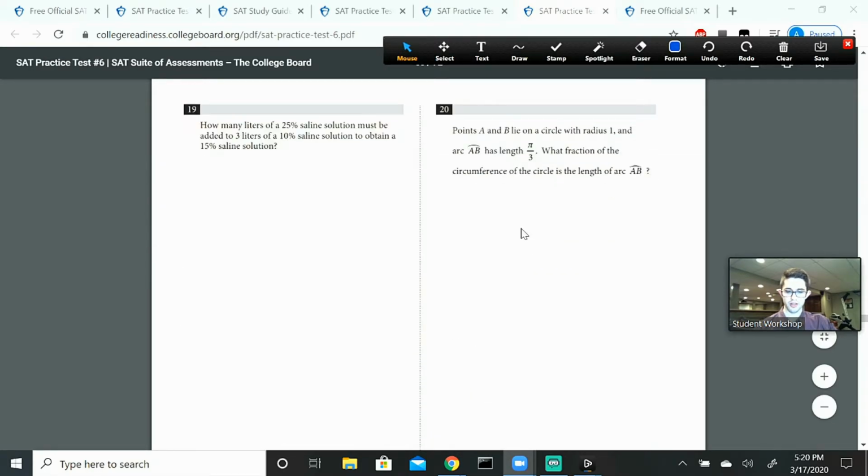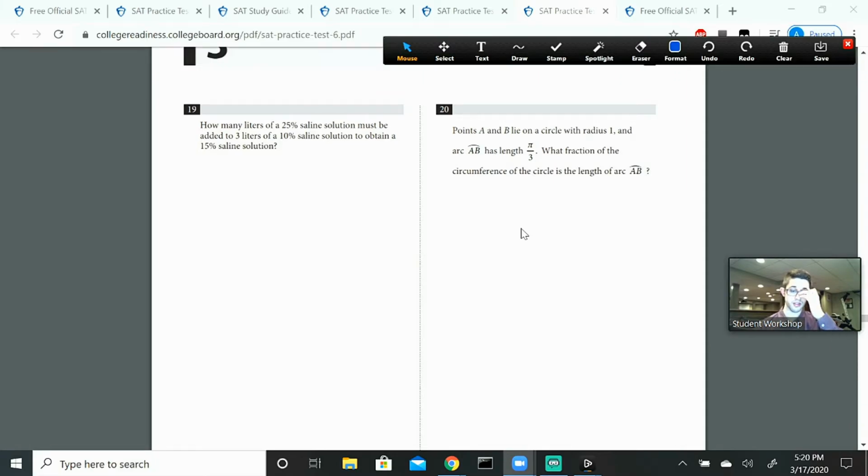All right, how many liters of a 25% saline solution must be added to 3 liters of a 10% saline solution to obtain a 15% saline solution? All right, this is a word problem. There are some similar word problems that are definitely not as hard as this one, because it's not obvious that this one needs a system of equations, but this is definitely a system of equations question.